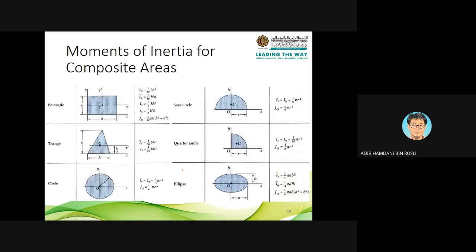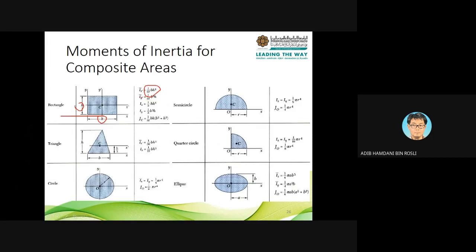Just a quick note on this. Basically, in chapter 9, you have seen the location of the centroid for these shapes, right? But here, in this table, the moment of inertia for these are defined. For instance, if it is a rectangle with base b and height h, the moment of inertia about its own centroidal x-axis, x prime, is 1 over 12 b h cubed. This formula.